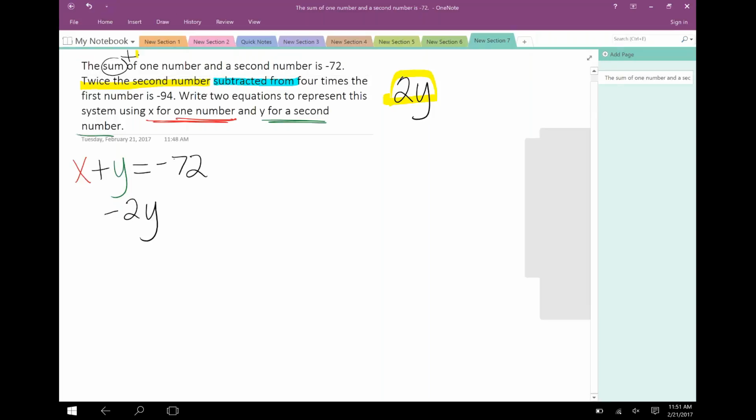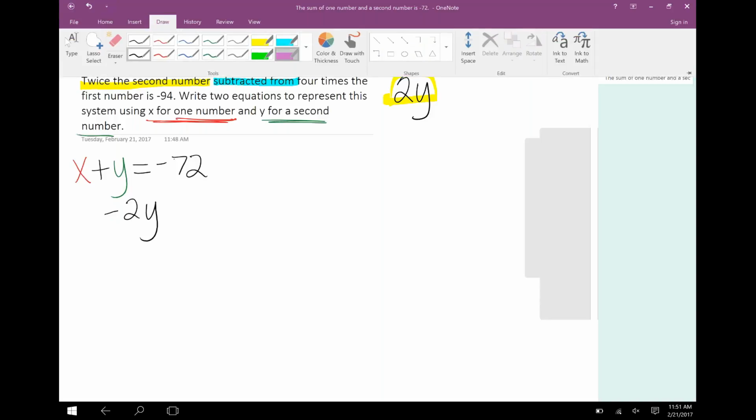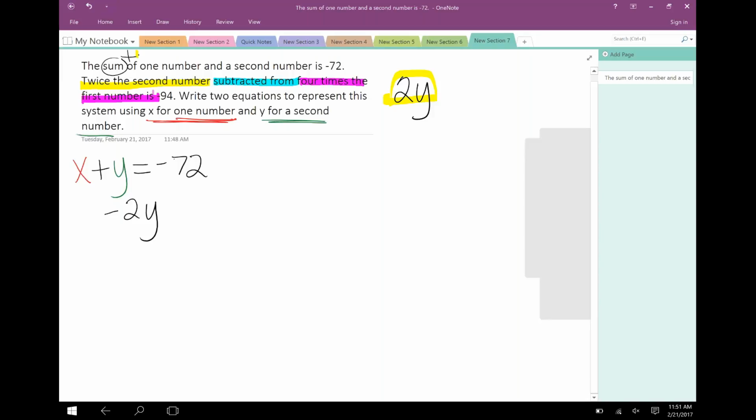Now, twice the second number subtracted from 4 times the first number. So 4 times the first number is going to be 4 times what? X. Good. 4 times x. Is negative 94, equals negative 94. So we've got our system now. We've got x plus y equals negative 72, and then 4x minus 2y equals negative 94.